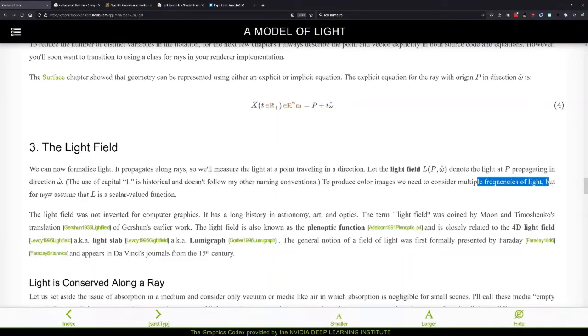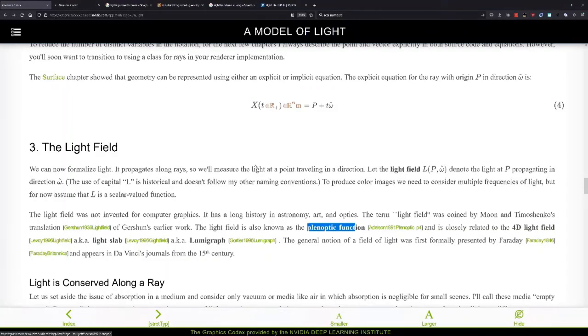There are multiple frequencies of light, but for now assume that L is a scalar valued function. Okay. The plenoptic function. The 4D light field, aka light slab, and Lumigraph. Whoa. Faraday. The general notion of a field of light was formally presented by Faraday in 1846. And even in Da Vinci's journals, he talks about it. These are words I've not seen before. Light slab, Lumigraph, and plenoptic function.